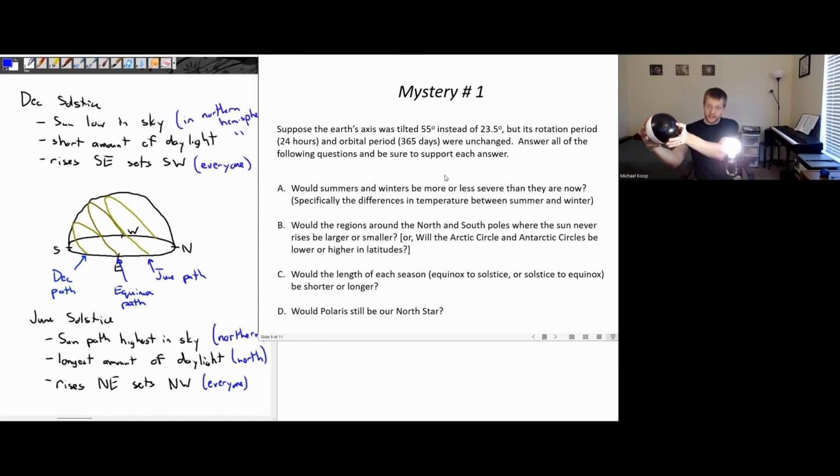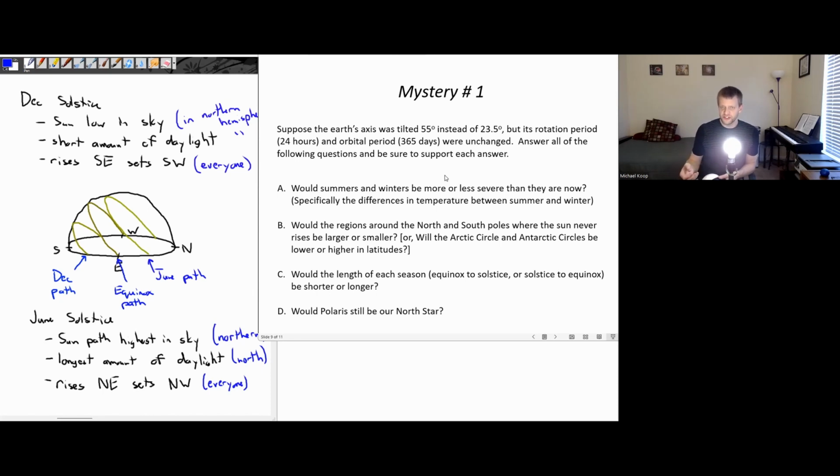And on the other side, there's going to be a much larger area that never gets to see the sun. All these areas over here, as the Earth rotates on its axis, none of these places are getting any direct sunlight at all. So the Arctic and Antarctic circles would be significantly larger than they are right now.